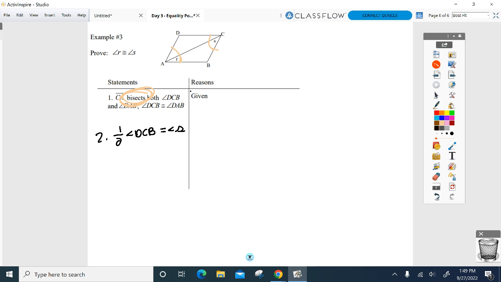Isn't there another angle we're taking half of? DAB. So if I take half of DAB, I have two options again. Do I want to call it DAC, or do I want to refer to it as angle R? Which one am I working with in the proof? R. Which one? R. Which one? R.